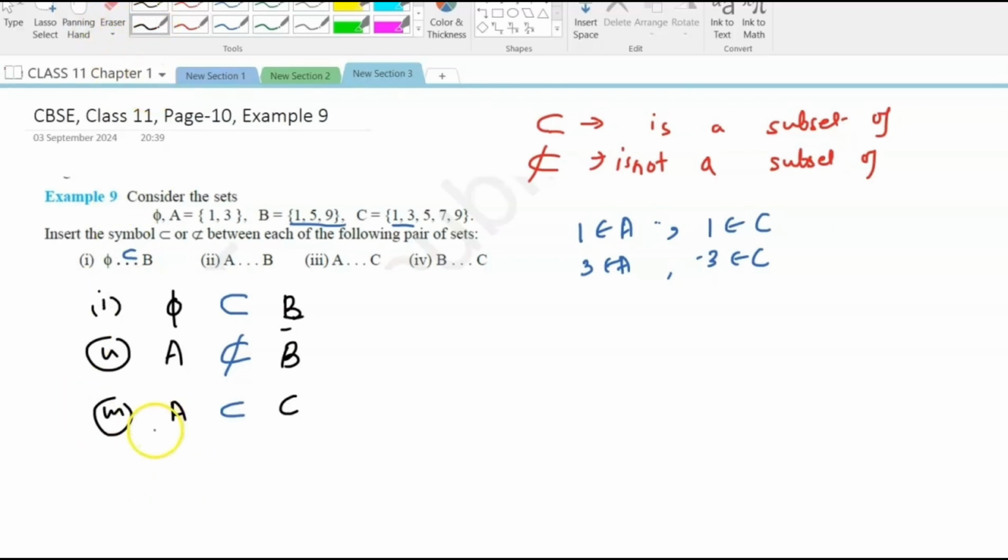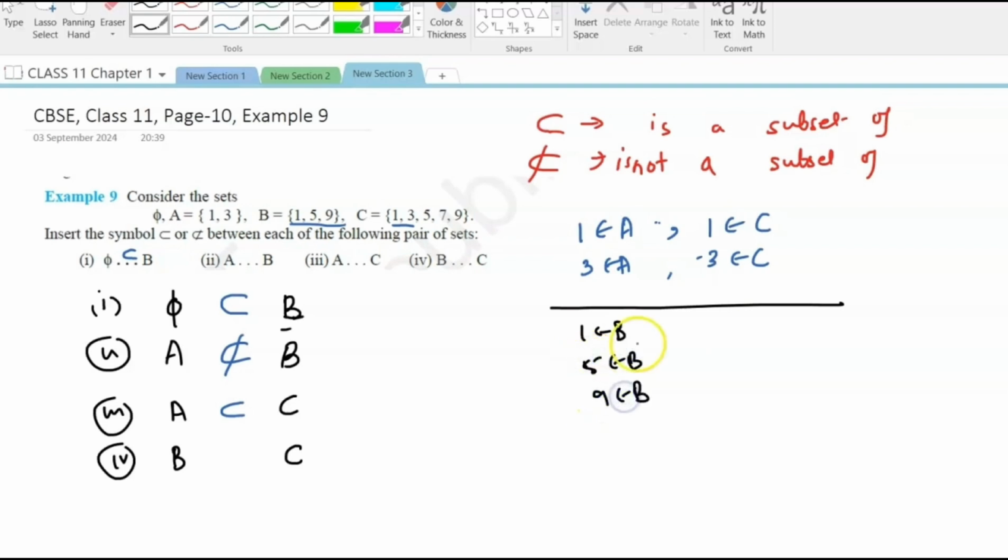Now let's see the fourth pair, which is B and C. B has 3 elements: 1, 5, 9. 1 belongs to B, 5 belongs to B, and 9 belongs to B. We need to check for these 3. And we can see that 1 belongs to C, 5 belongs to C, and 9 belongs to C. Here, 1 is in C, 5 is in C, and 9 is also in C.